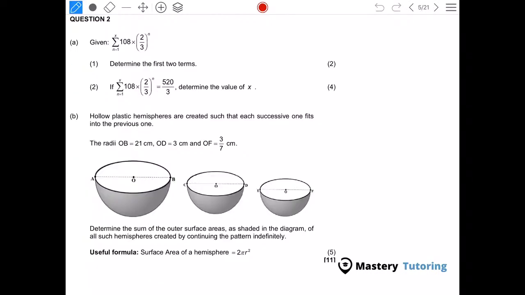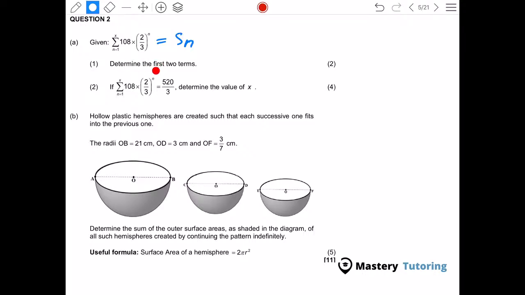So question 2, we are given this sigma notation. This basically means that this is a summation, so I can easily equate this to Sn. We are summing, but as you can see here, the last term is x. Therefore, this n is replaced with x. But we'll get to that part.